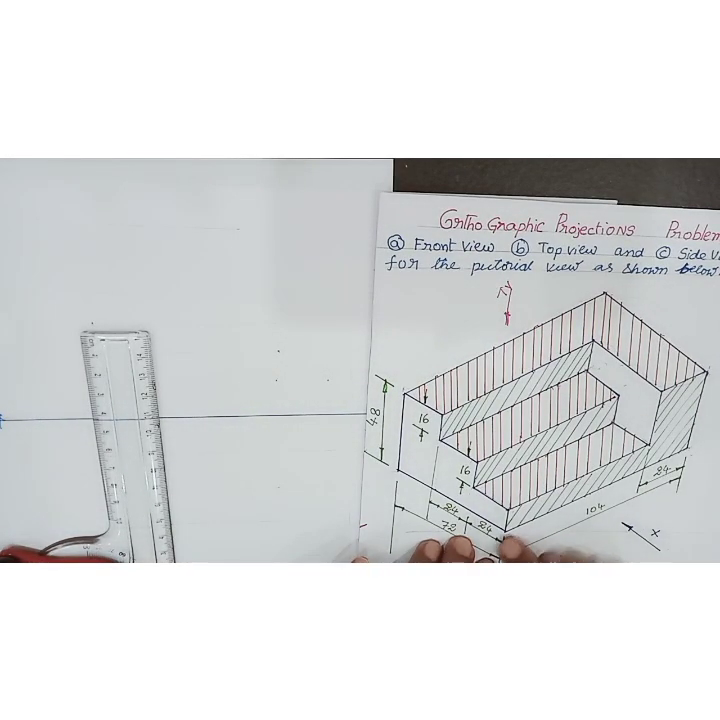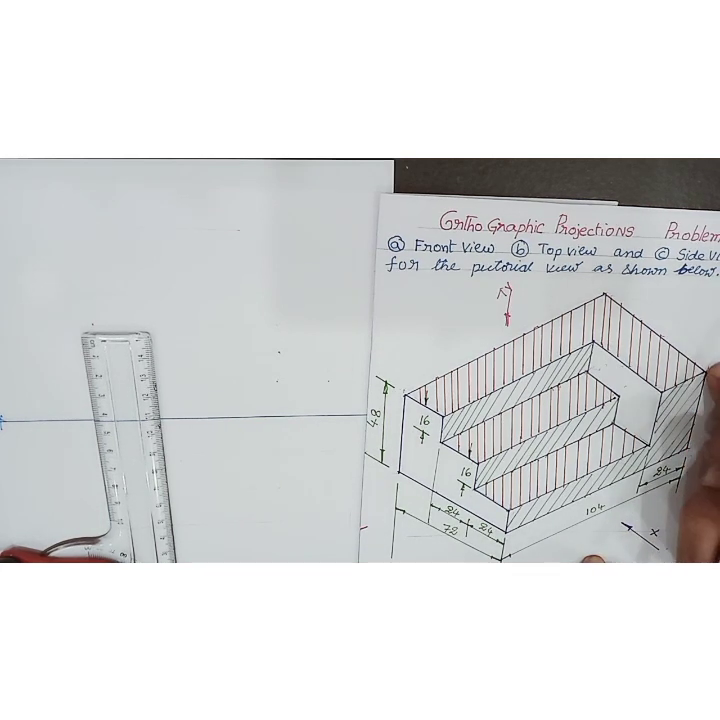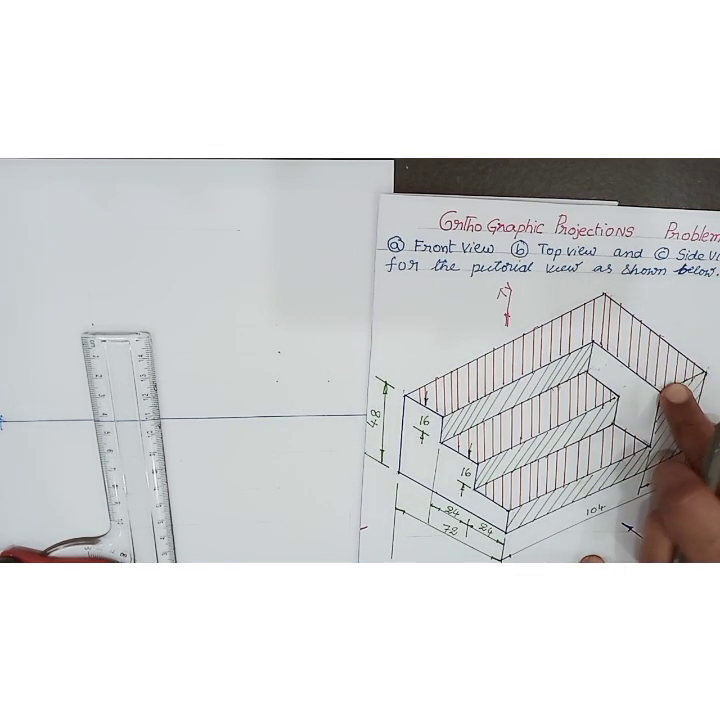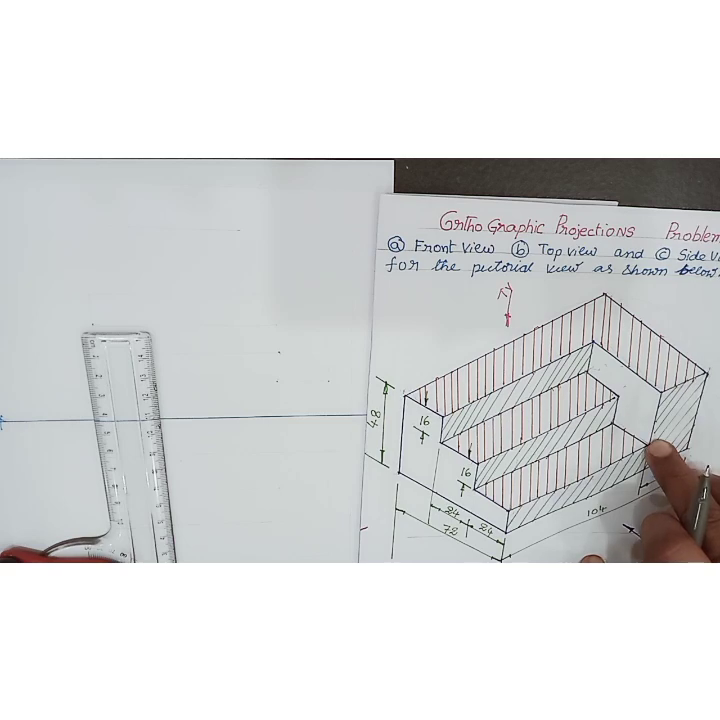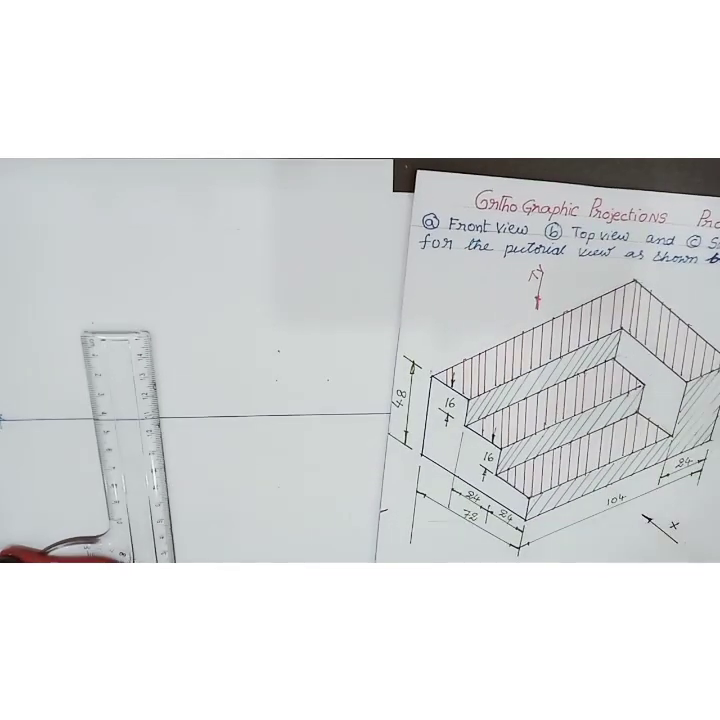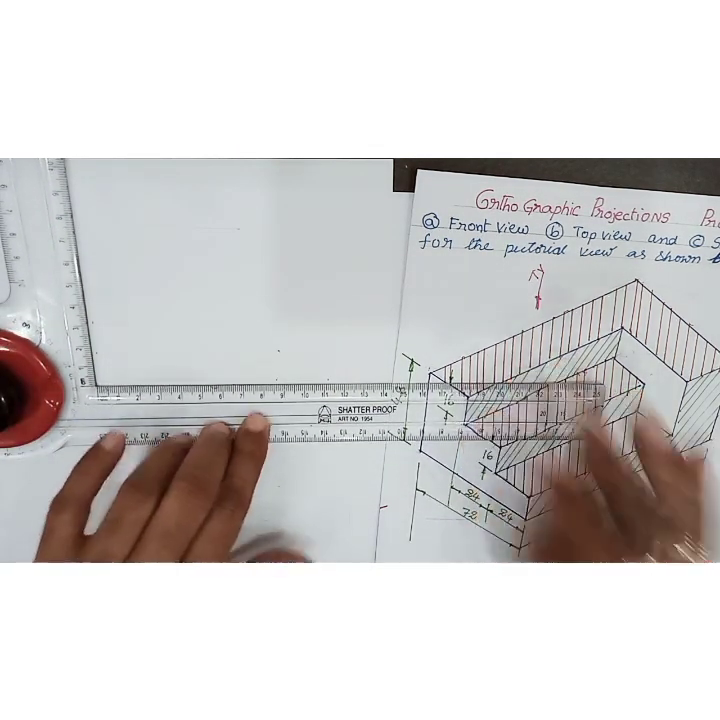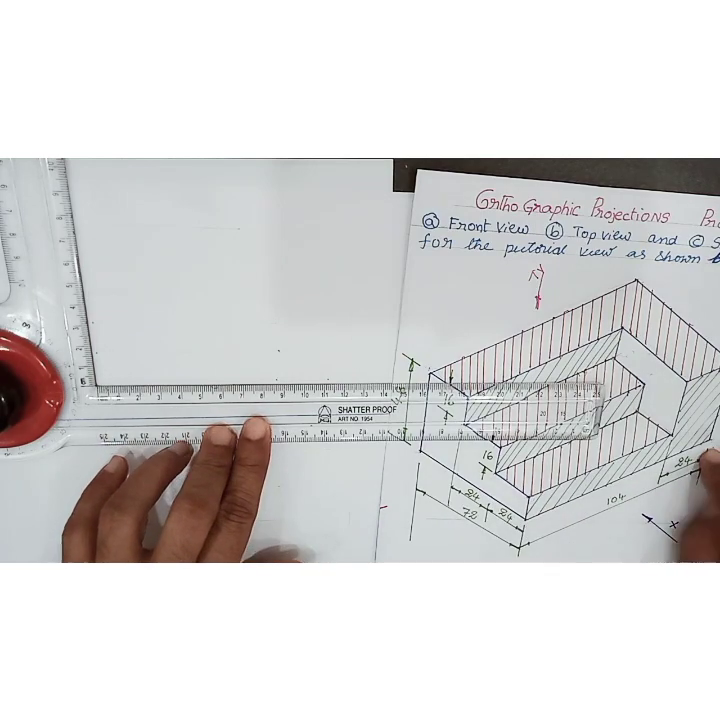In the front view, we are able to see 104 length and 48 height, then 24 length, down 32 height, and again 80 length, again 16 down height, 16 down height. So after drawing the XY line, with a gap of 20 to 30 mm from the XY line, draw the front view. The length of the front view is 104.